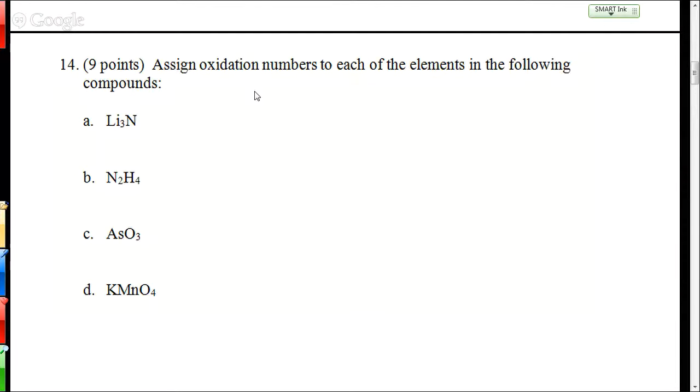All right, so that said, let's look at this one because we haven't worked on this yet since we did it in class. See if you can assign the oxidation states to each of those elements in each of those compounds.